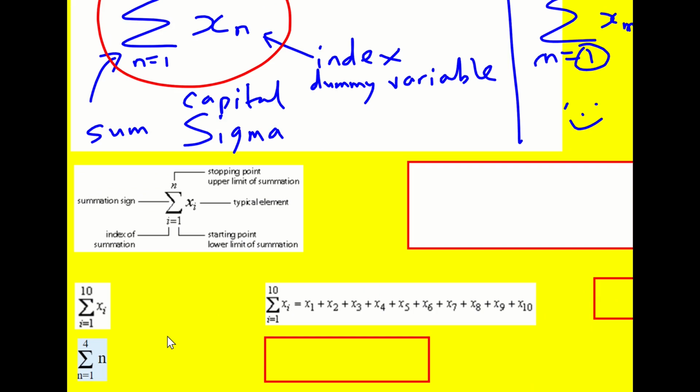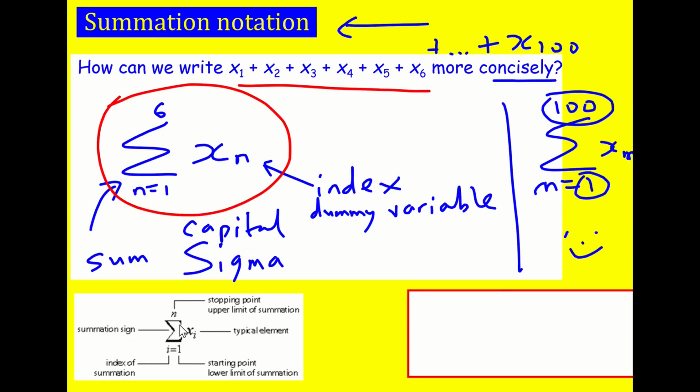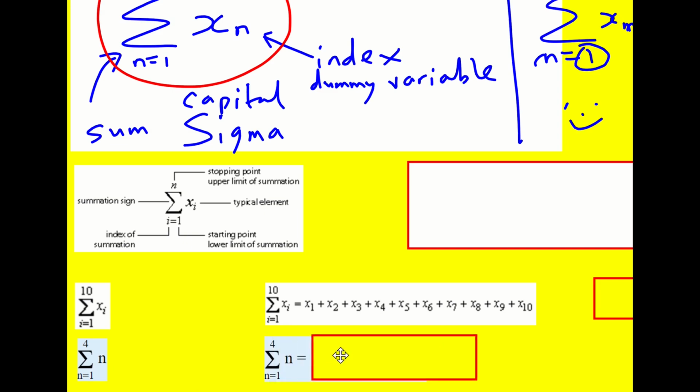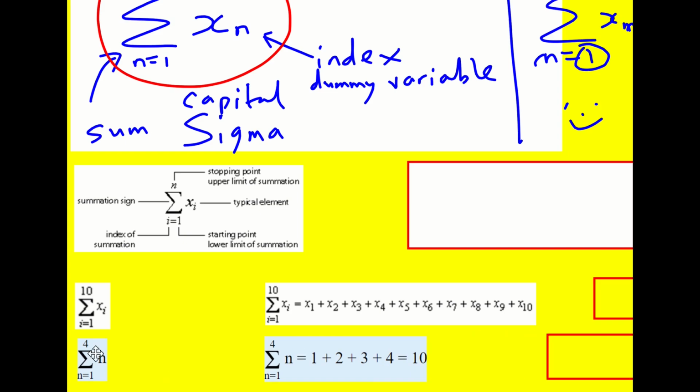Right, can you tell me? Just give it a go. Tell me what you think the answer to this one is. For this one, actually, n itself is the thing that's changing. It's not xn or xi. It's n. So this turns out to be 1 plus 2 plus 3 plus 4, and it's a way of writing down 10. This thing here is just equal to 10.